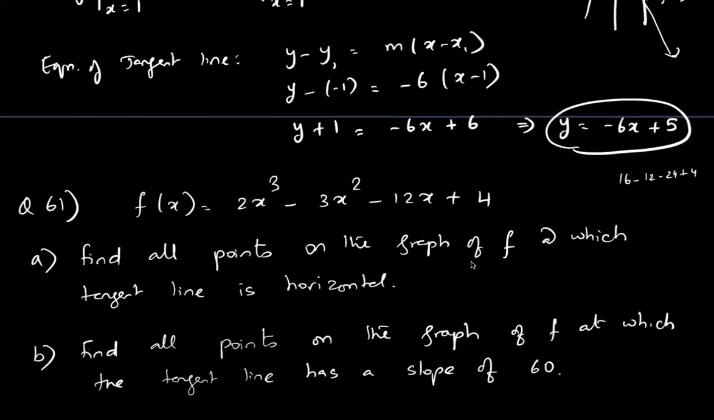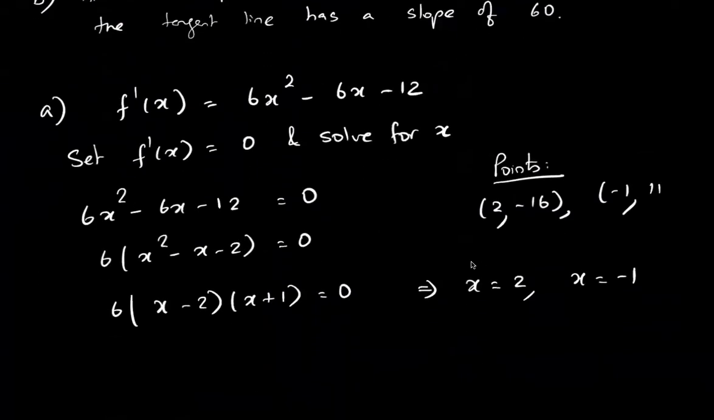Then negative 1 will be negative 2 minus 3 plus 12 plus 4. So that's negative 5, negative 1, 11. So this is what I'm getting. You can check whether these values are correct or not. So these are the 2 points at which your f of x is going to have a horizontal tangent line.